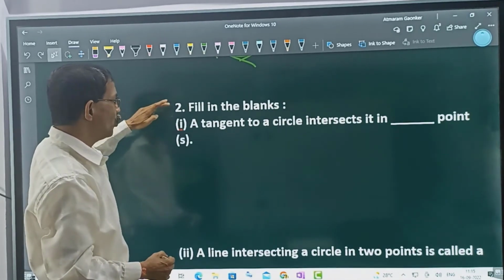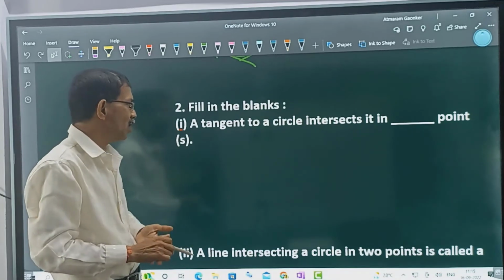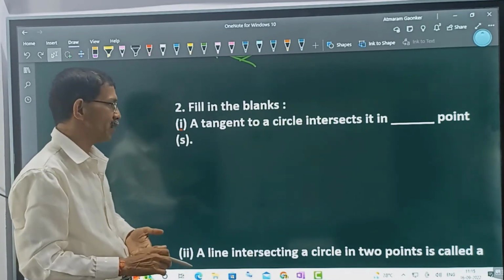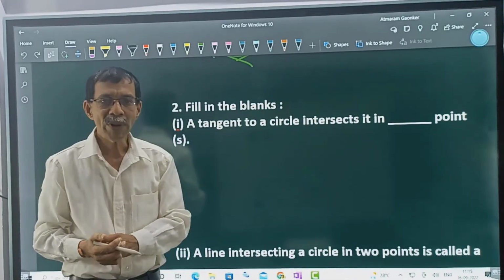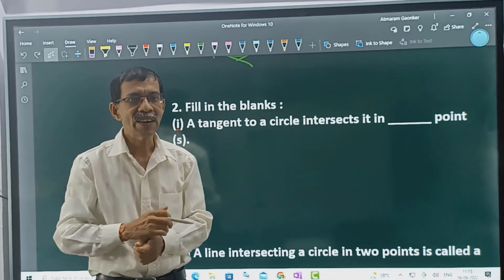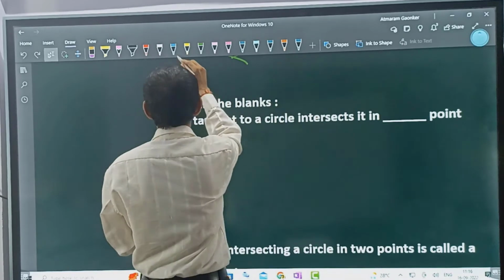Second question is fill in the blank type. Under that, question number 1. A tangent to a circle intersects it in dash point. So in how many points does any tangent intersect a circle? Yes, it is at 1 point. So the correct answer is 1 point.